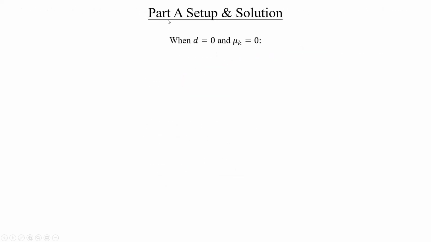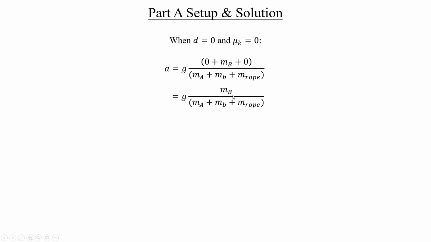Now we can get to answering part A, finally. So the first thing we should do is figure out what's the acceleration of the system before the block even drops and anything happens. So that would mean d is equal to 0, and in part A there's no kinetic friction. So that's also 0. Our acceleration term is going to look like this. Remember, if the kinetic friction is 0, the first term is going to be 0 in there. And since there's no rope that's fallen, well, the last term is going to be 0 as well. So it's really just the mass of block B divided by the sum of all the masses times g.